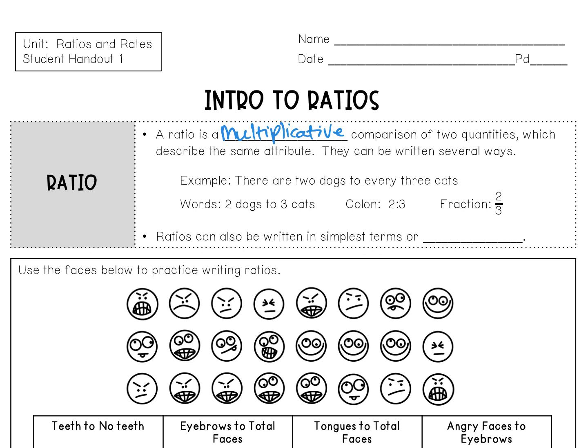For example, there are 2 dogs to every 3 cats. So 2 dogs to every 3 cats can be written in 3 different ways. The first way we can write it is by using words. We would just say 2 dogs to 3 cats. We can use a colon and say that there are 2 dogs to 3 cats, or we can use a fraction that says that there are 2 dogs for every 3 cats. Ratios can also be written in the simplest terms, or they can be simplified.